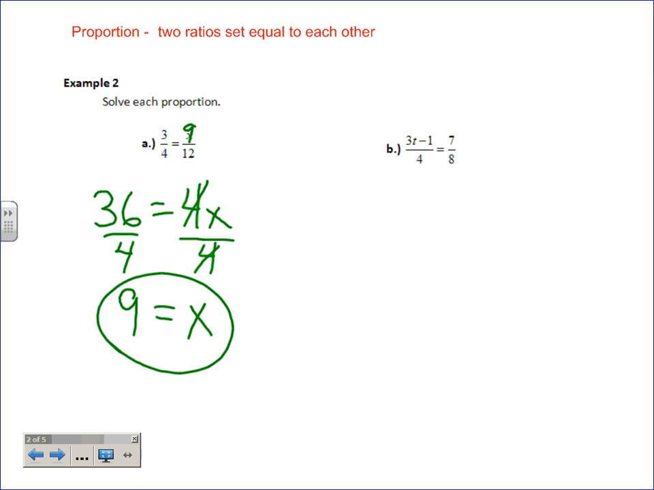Is 9 the only answer then? Is that the only one that's going to make this work out, with 12 on the bottom? Yeah, that's the only answer that's going to work out here. Now, some of you are saying, well, I just looked at the bottom. This bottom got multiplied by 3, so multiply the top by 3. That's fine on the easy ones.